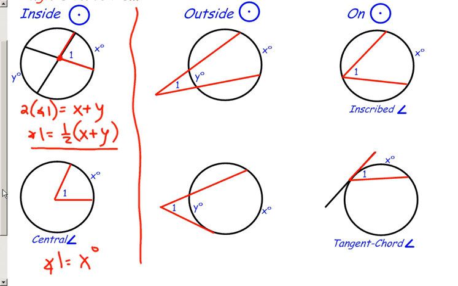Outside the circle, it's a little bit different. I teach my students 2 times the angle is equal to big arc minus the small arc. Okay, so now you subtract instead of adding, like you did when it was inside, you added. Now it's outside, I subtract. Or you can say angle 1 equals half big arc minus small arc. Either way is going to get you the same answer.